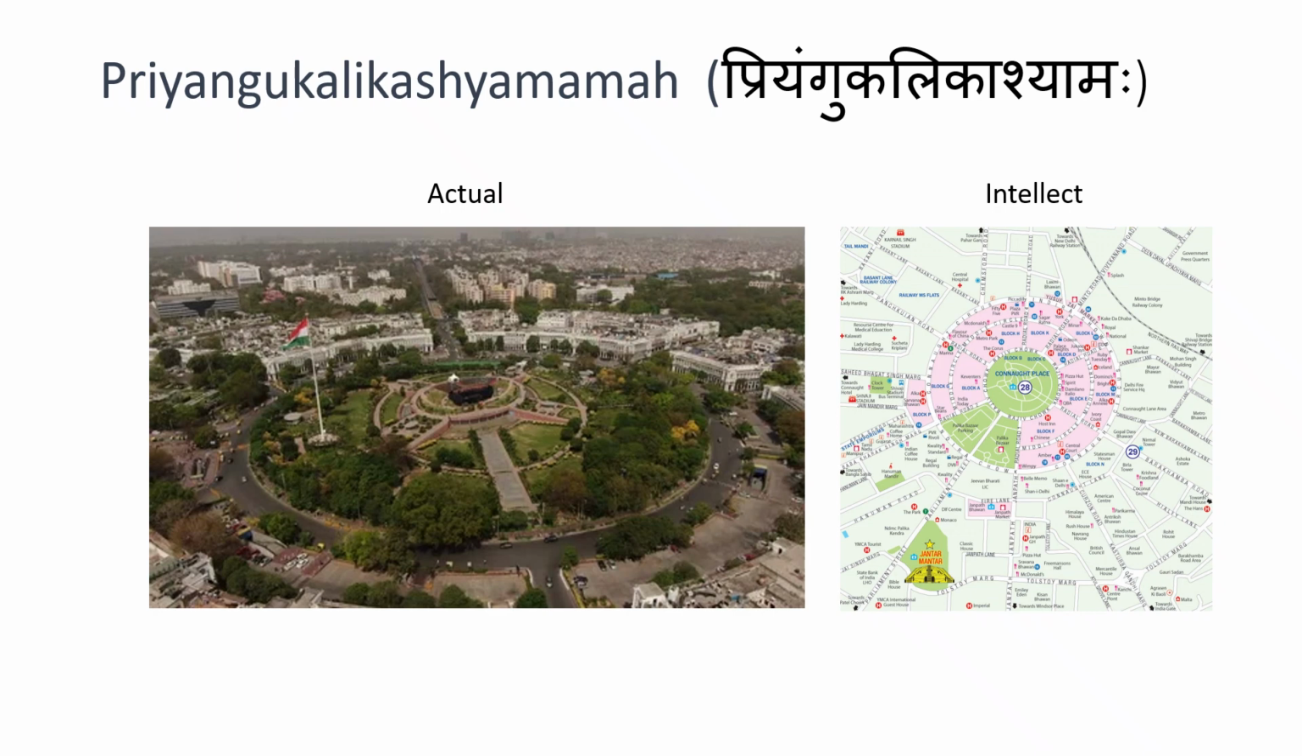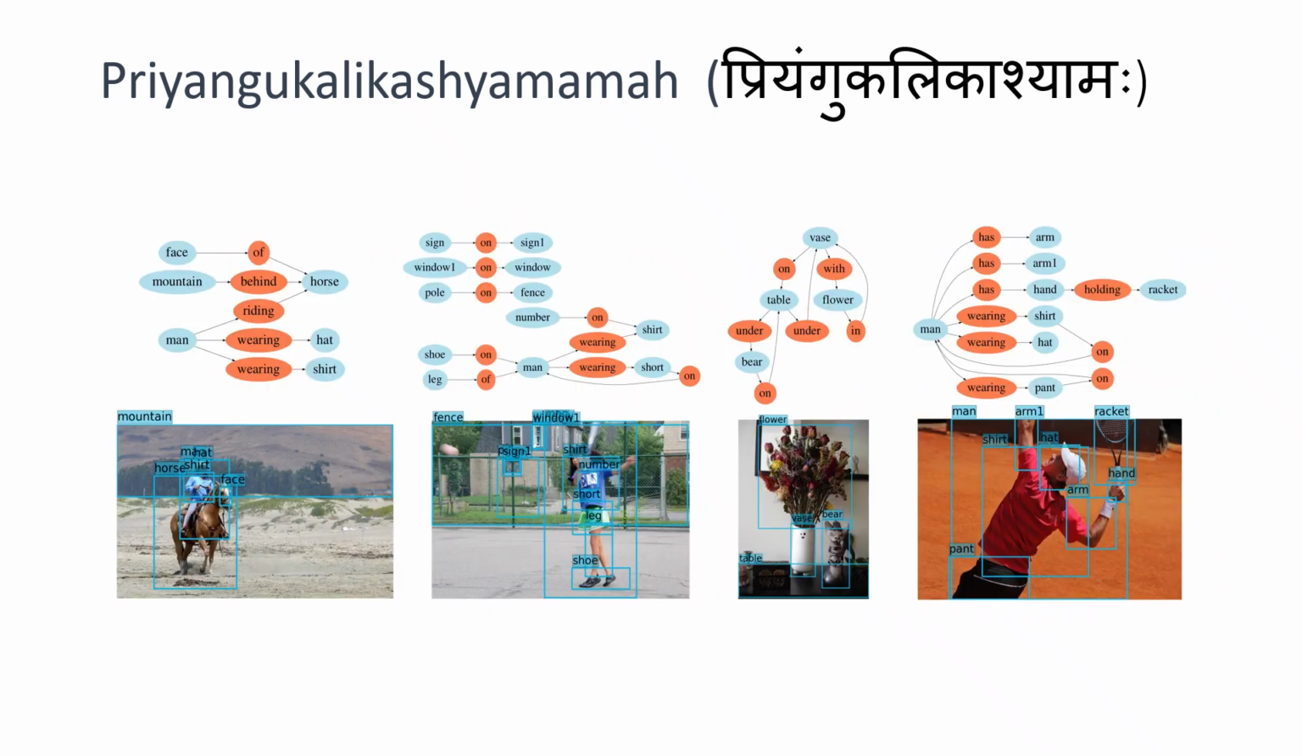Such a structure is called a graph in today's world. A graph has nodes, and nodes are connected by the edges. We already have some idea about Priyangukalikashyamamah: it means a projection of the world which has a graphical structure. Now let's look at some more examples of how intellect can represent the actual world as graphs.